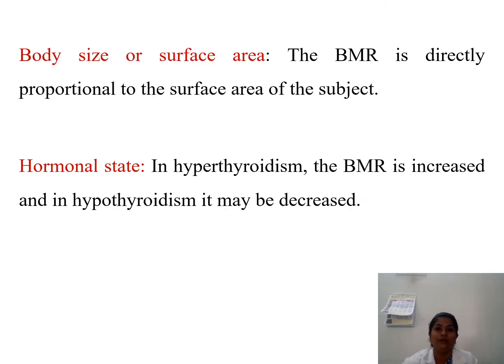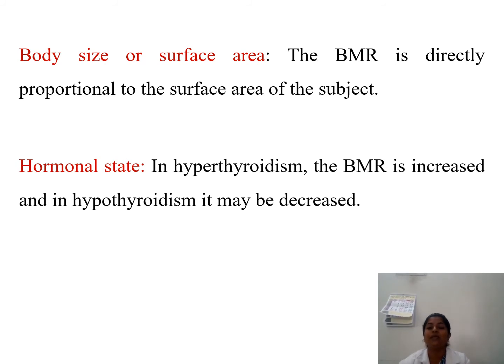Next, moving on to the body surface area. The basal metabolic rate is directly proportional to the body surface area. If the body surface area is more, the basal metabolic rate is more, and if the body surface area is less, the basal metabolic rate is also less. Then moving on to hormonal state, which hormones affect BMR. Mainly the thyroid hormone plays an important role in affecting the basal metabolic rate.